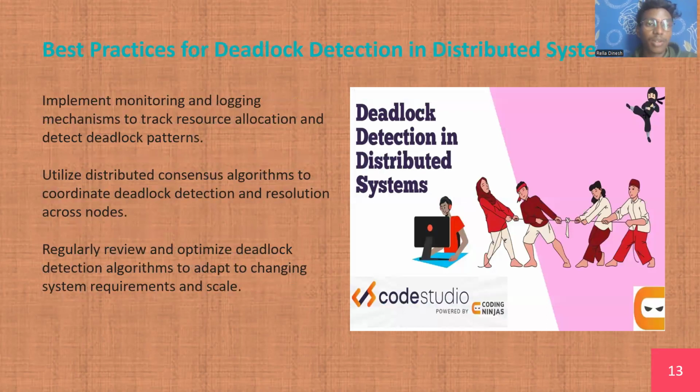Now we will see the best practices of deadlock detection in distributed systems. Implement monitoring and logging mechanisms to track resource allocation and detect deadlock patterns. Utilize a distributed consensus algorithm to coordinate deadlock resolution across nodes. Regularly review and optimize the deadlock detection algorithm to adapt to changing system requirements and scale. Deadlock detection is done by patterns.